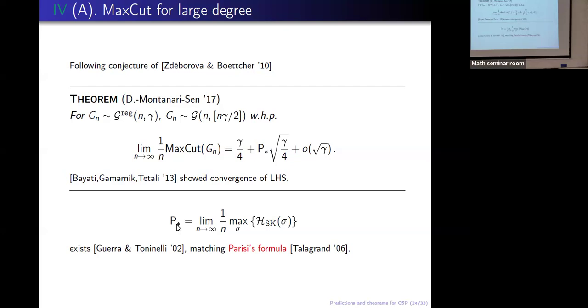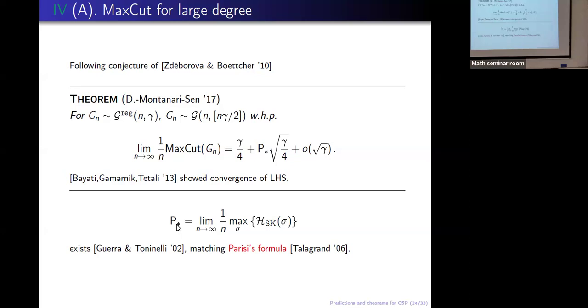There was an interest in computer science in finding the next factor, which was of order square root of gamma. You can imagine the degree gamma being large here, otherwise there is no content to this theorem. But n goes to infinity and gamma stays large but fixed, maybe 10 to the 6, fixed. And then in computer science, starting with the work of Bollobas and Scott from 1990, different methods were used to provide lower and upper bounds on the coefficient in front of the square root of gamma over 4. In 2013, Bayati, Gamarnik, and Tetali proved that the limit converged to something using subadditivity methods.